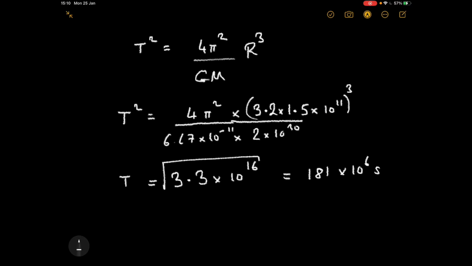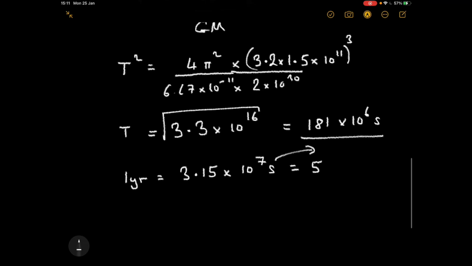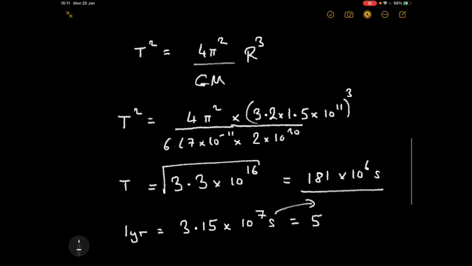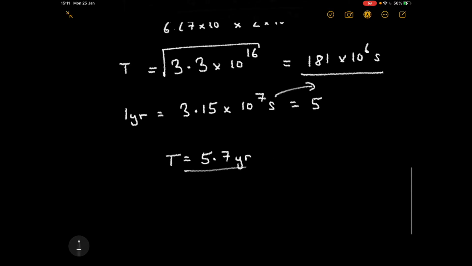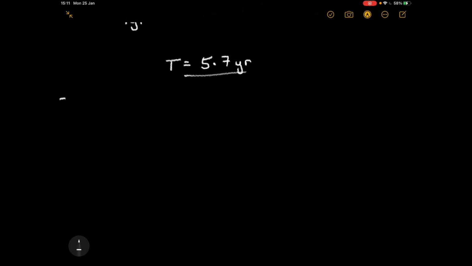That's in seconds, and 1 year is equal to 3.15 times 10 to the 7 seconds. So if I divide this number by that, I get T equals 5.7 years, which is the same answer. Hooray! You might get some differences at the higher numbers of decimal places, but that's largely because of rounding errors. So that's how we can solve that kind of problem.